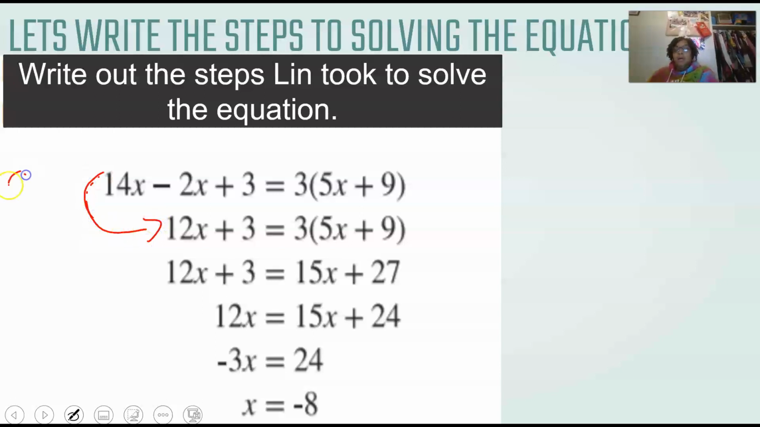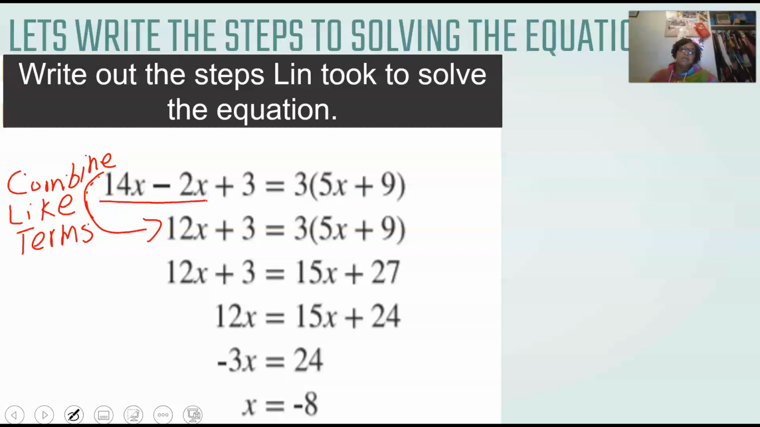Correct. She combined like terms. Combine like terms. So she did 14x minus 2x, which is 12x. That's the first thing she did. After that, she wrote down 12x plus 3 equals 3 times the quantity of 5x plus 9. Then, what was her next step?